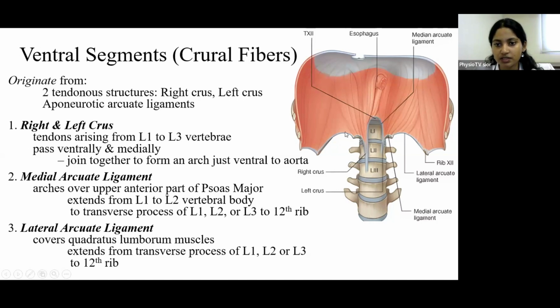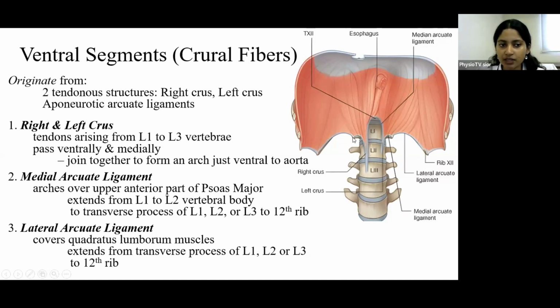Let's understand what each of these structures means. So this is the right and left crus. Both these tendons arise from the L1, L2, L3 vertebra, and they run ventrally and medially. Ventrally, as in slightly anteriorly, and they meet up and join together at this region, which is just ventral to the aorta. So this is where the aorta comes out. This area is also known as the aortic hiatus. This is from where the aorta runs out.